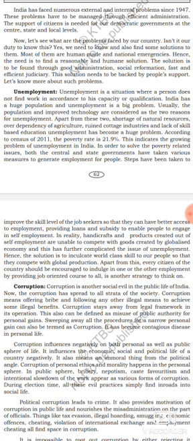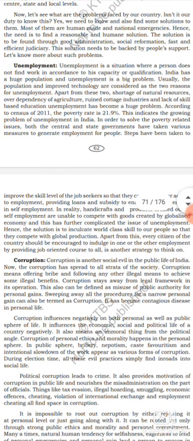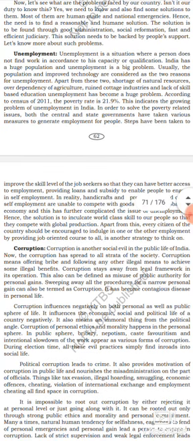Let's see now. Corruption is another social evil in the public life of India. Now, corruption has spread to all strata of society. Strata means stages. In all the stages, we see corruption in our country, is it? Corruption means offering bribes and following any other illegal means to achieve some illegal benefits. It's very, very important. What do you mean by corruption?